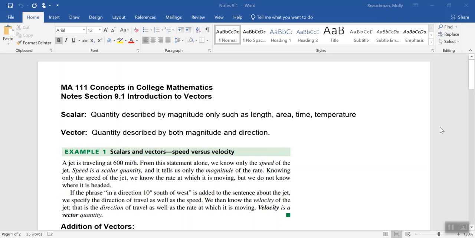In this video, we'll take a look at section 9.1. Chapter 9 starts on talking about vectors and applications of vectors. So 9.1 is an introduction to what a vector is.